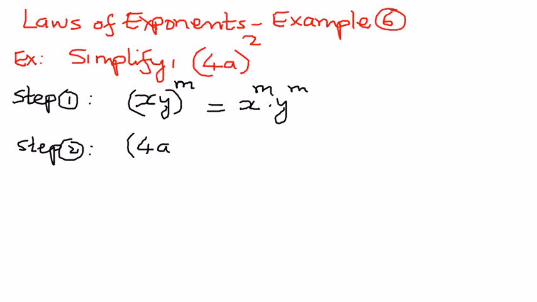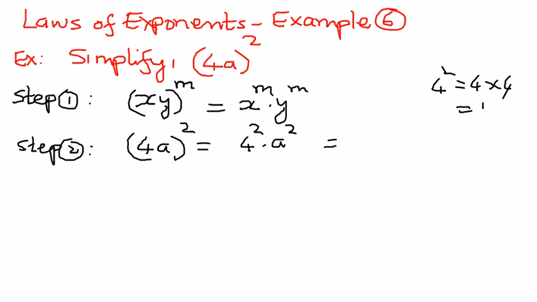(4a) the whole thing raised to the power of 2. Every one of the terms will be raised to the power of 2. 4 will be raised to the power of 2 and a is raised to the power of 2. And when we do that, we're going to write this as follows. 4 squared is 4 times 4, which is equal to 16. So we write 4 squared as 16 and then a squared as a squared. So we leave it like that. So this is our answer. This is where we want to leave it.